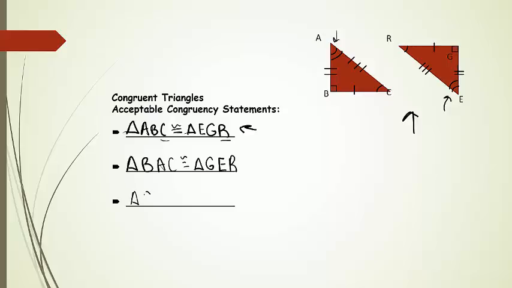Say another person decides to write angle CAB. Again, this is fine, you just have to match up your letters accordingly. It'd have to be R, E, G. And we could keep going and making lists, but we're not going to.